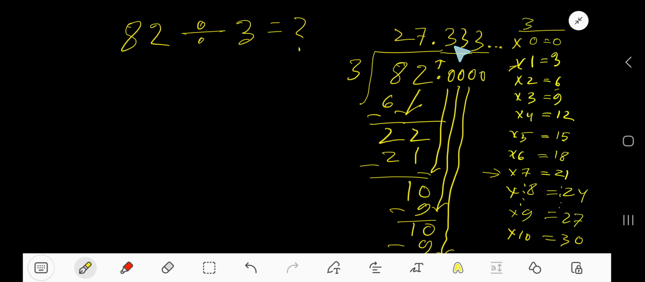So 27.333 dot dot dot is our answer. You can write your answer in another form. Just place a bar over the 3. This bar means that this 3 is repeating.